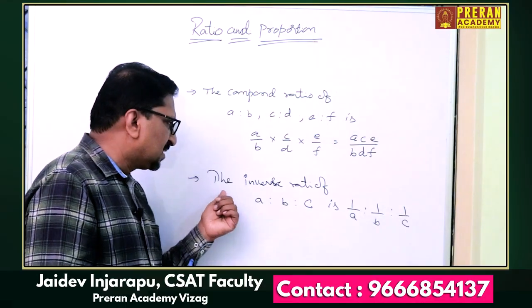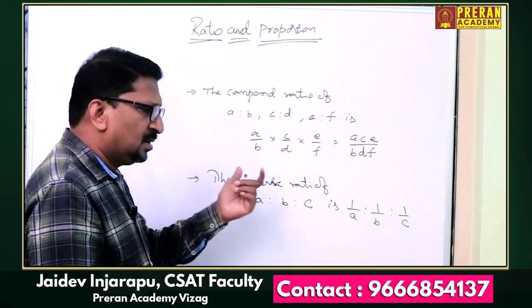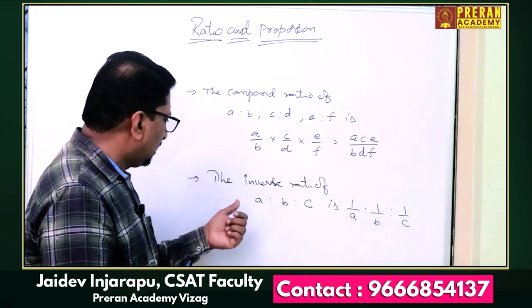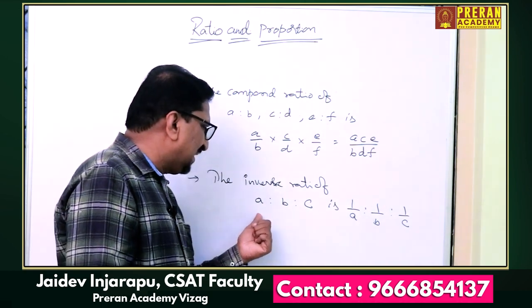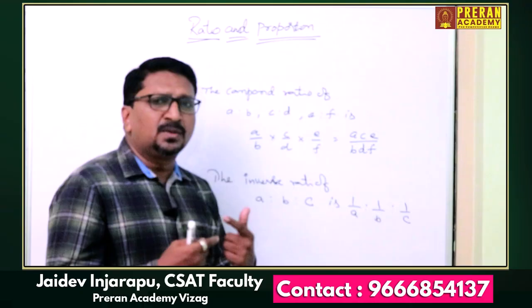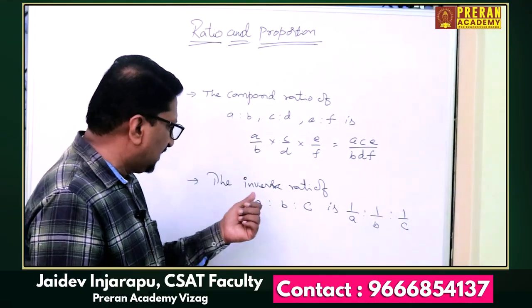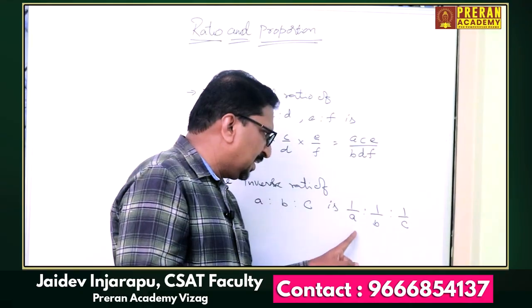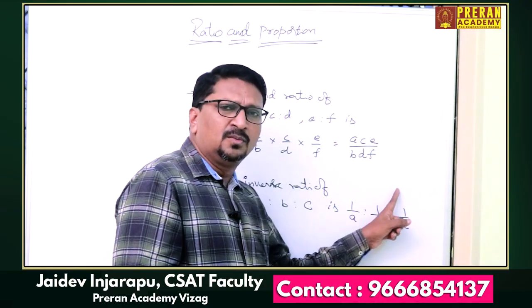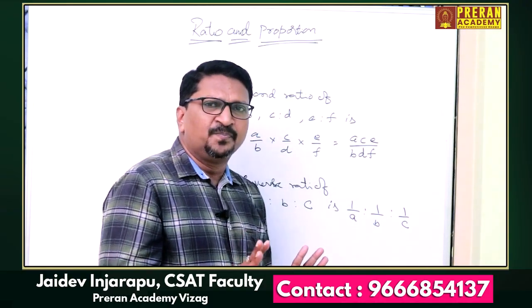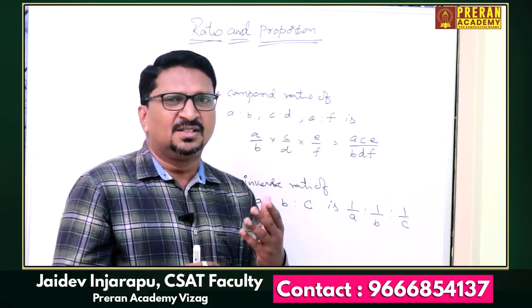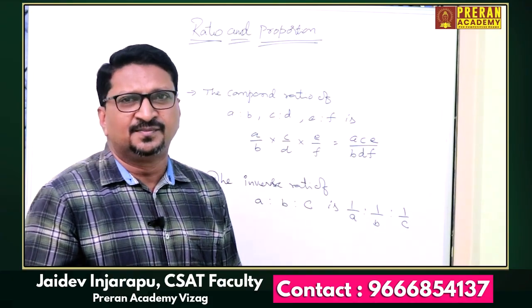Now, the next one is the inverse ratio of the given ratio. Here, there is a ratio A is to B is to C. If you want to find the inverse ratio of this, it is 1 by A is to 1 by B is to 1 by C. That's it, very simple. In fact, this concept we have learned in 3rd standard and 4th standard, right?